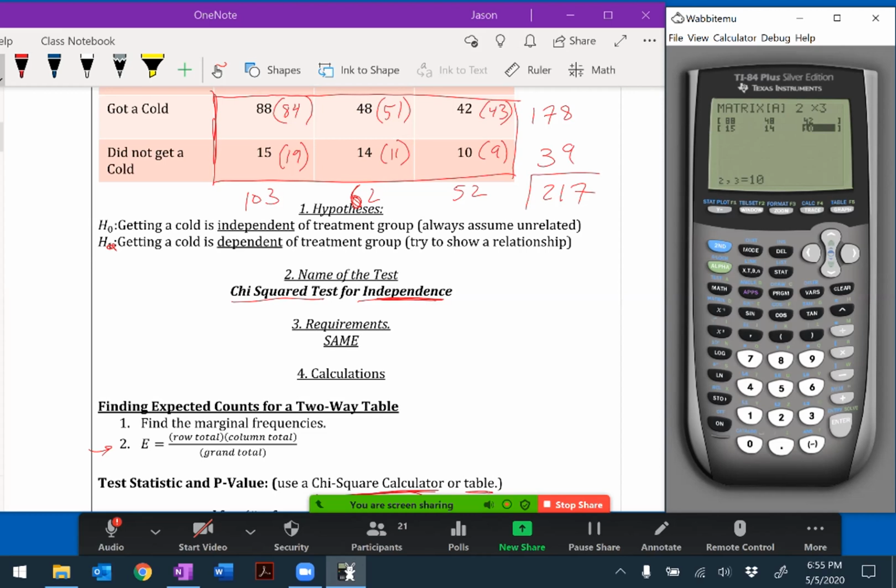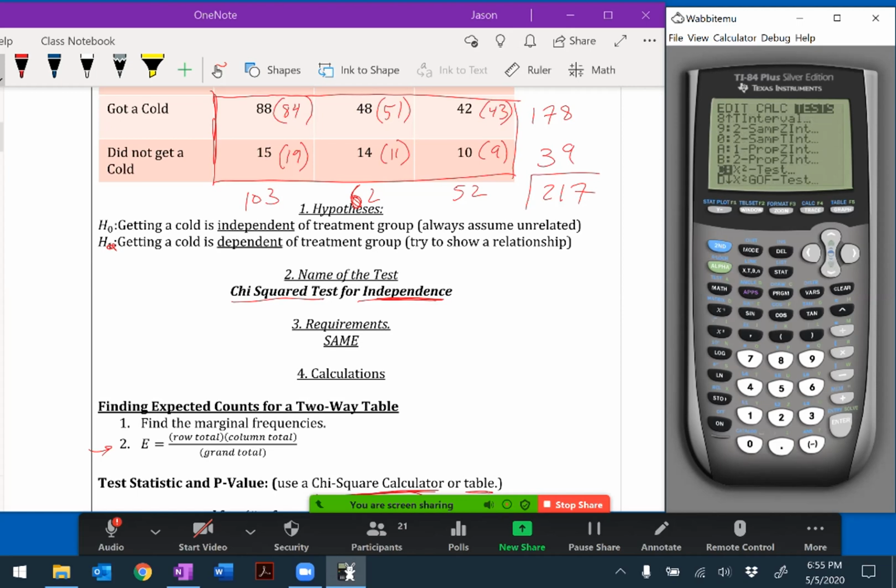I'm going to hit second quit out of that. So once again, how did I hit matrix? I went to second, the X to the -1 key, and then I went over to edit, and I edited that matrix A. If I do it again, there's my matrix A, second quit. Now here's what we do. We're going to let the calculator do all the work for us. So we're going to go to stat, tests, and we're going to use that chi-squared test now.